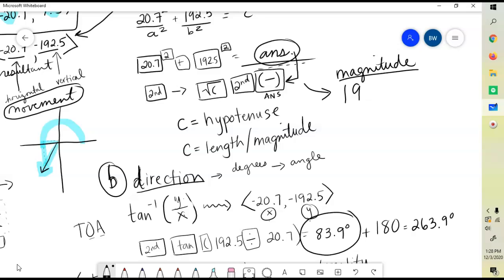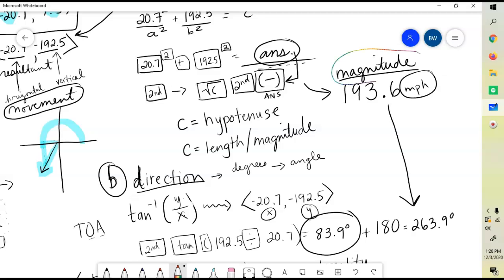Once you've punched this into the calculator, you get 193.6. Again, we were working in miles per hour, so that will be our unit, at 263.9 degrees. So our total vector is represented there. We've got our magnitude, super. We got that using Pythagorean theorem. And then we got our direction, super. We got that using inverse tan and our quadrant math.